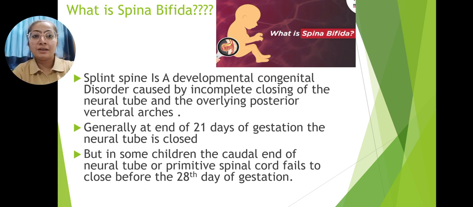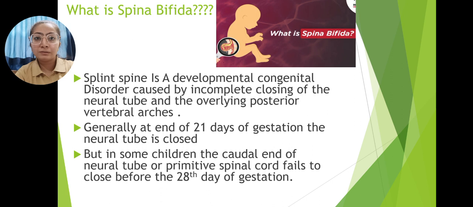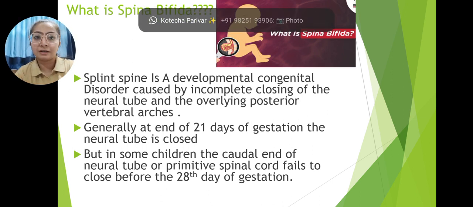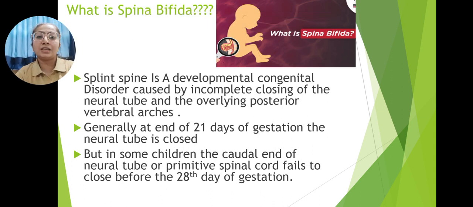Spina bifida is a developmental congenital disorder caused by an incomplete closing of the neural tube and overlying posterior vertebral arches. Generally, at the end of 21 days of gestation, the neural tube is closed. But in some children, the caudal end of the neural tube or primitive spinal cord fails to close before the 28 days of gestation.